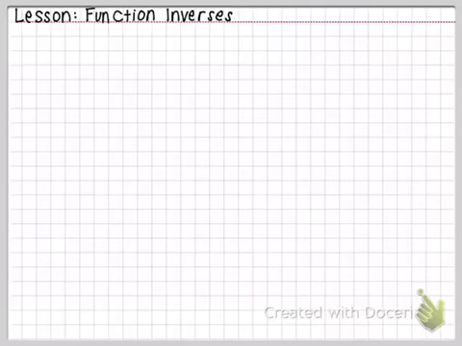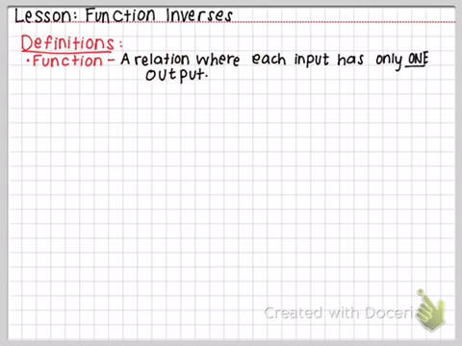Today's lesson is on function inverses. So let's go over a couple definitions before we start. First of all, a function is a relation where each input only has one output. So the input is the x and the output is the y. So each x only has one y.